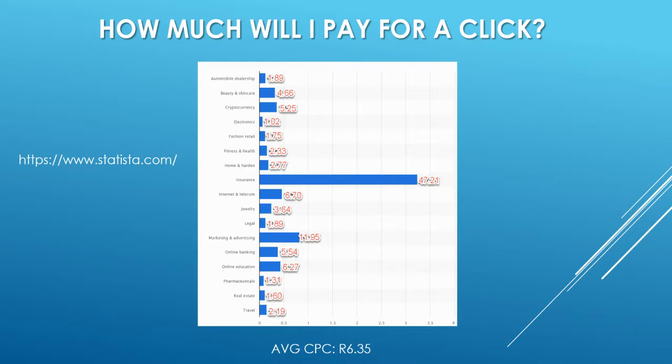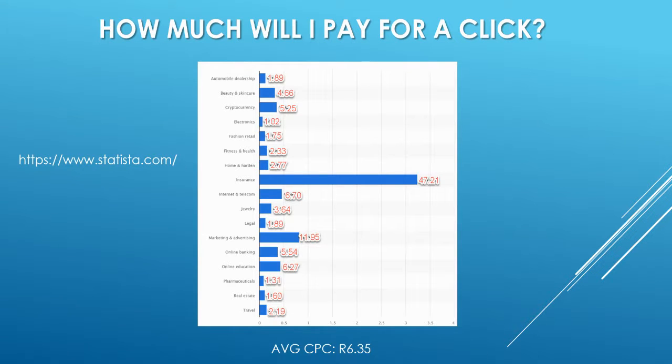A lot of new business people that are not advertising yet usually ask, how much will I pay for a click? So on statistic.com, I got this little graph here. I just changed the value. It was in dollars, and I converted it into Rands. This is South Africa, the various industries and the cost per click of various industries. Now, obviously, this is just an average, and it doesn't mean that you will pay these prices.